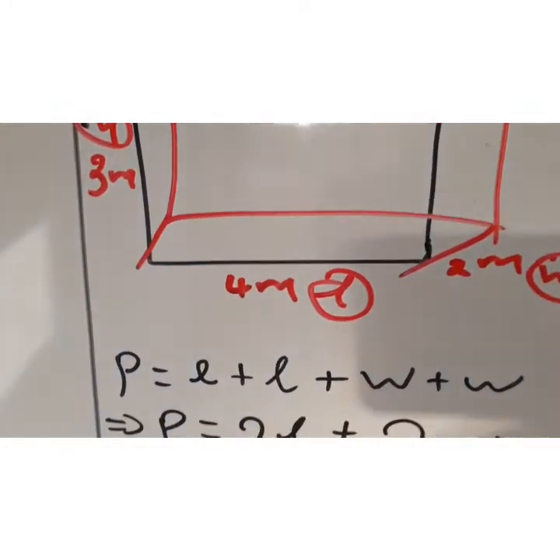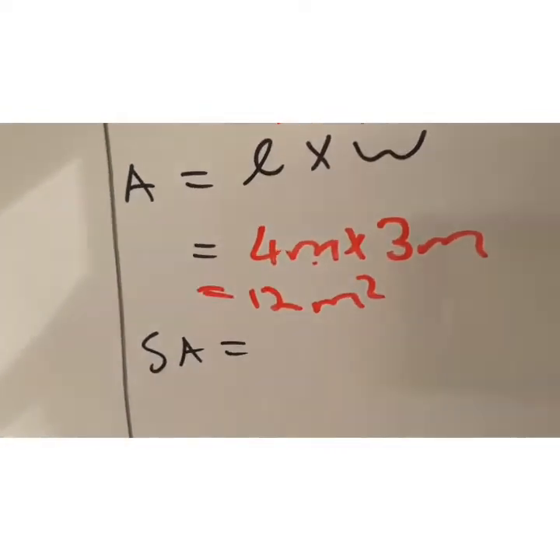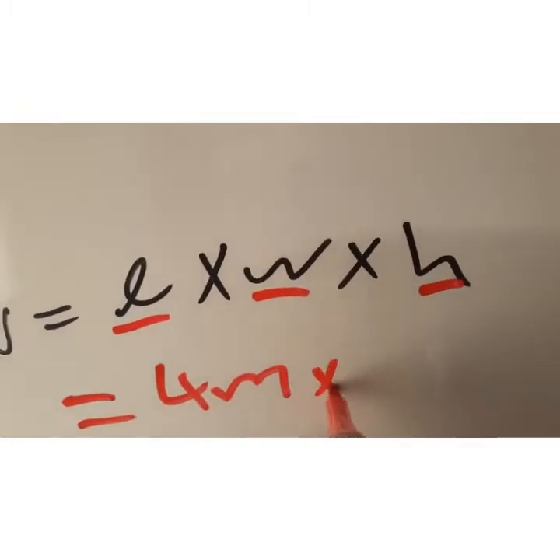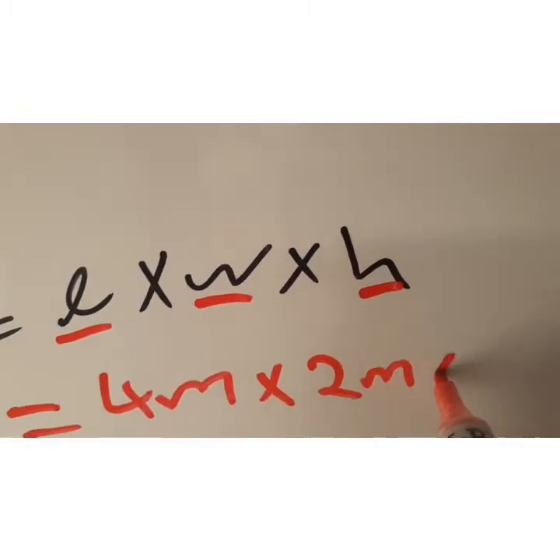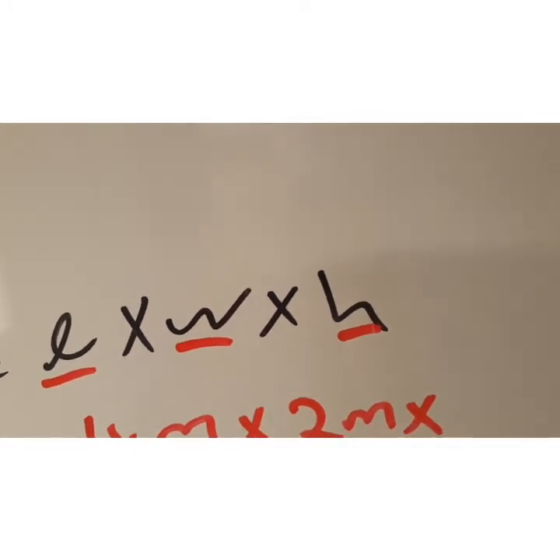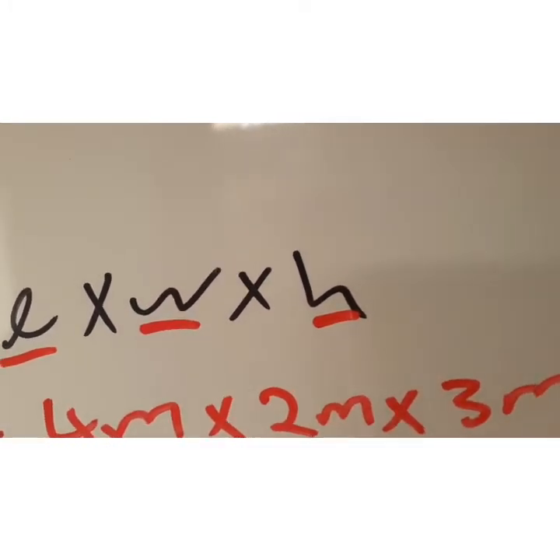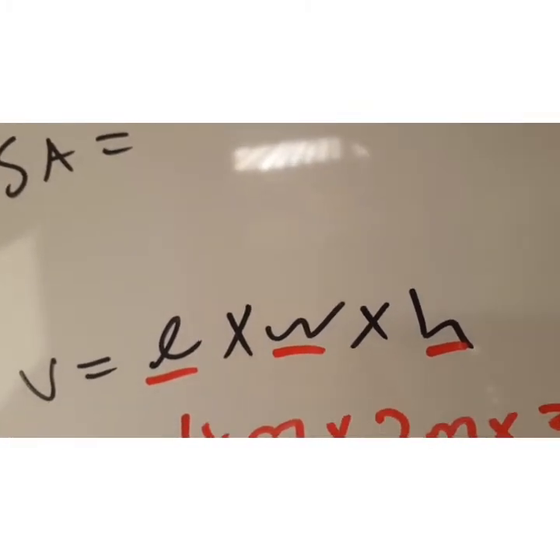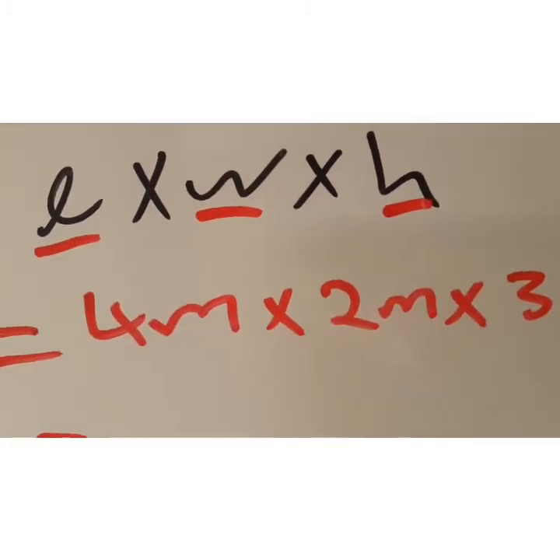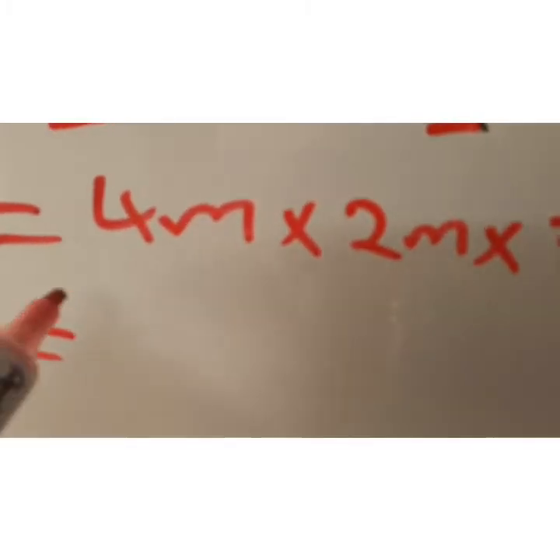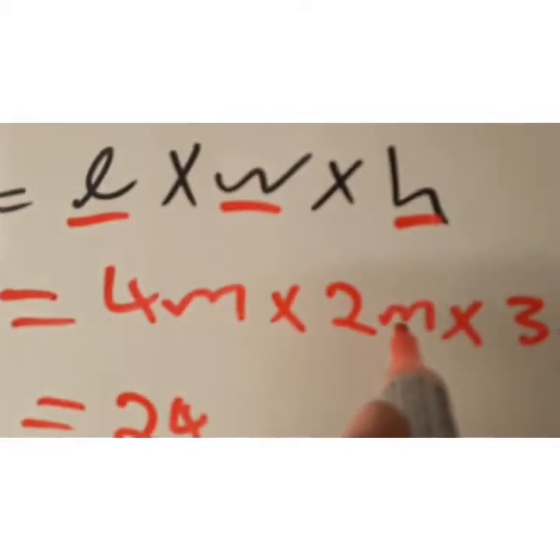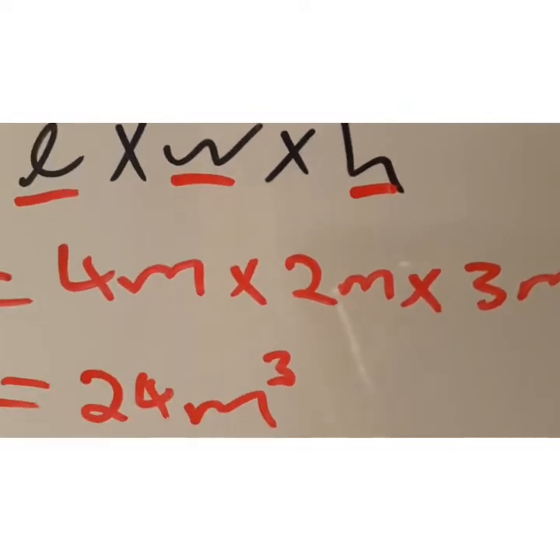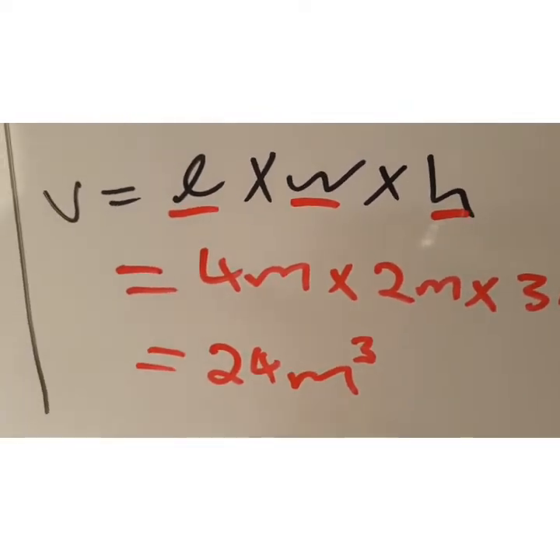So let's go and substitute into it. Therefore, my length would be my 4 meters, my width would be my 2 meters, and then my height would be my 3 meters. Therefore, I get 4 times 2, which is 8. Then I get 8 times 3, which is 24. I have my 24, then I have my meter multiplied by meter multiplied by meter, I get meter cubed. It is always to the power 3.